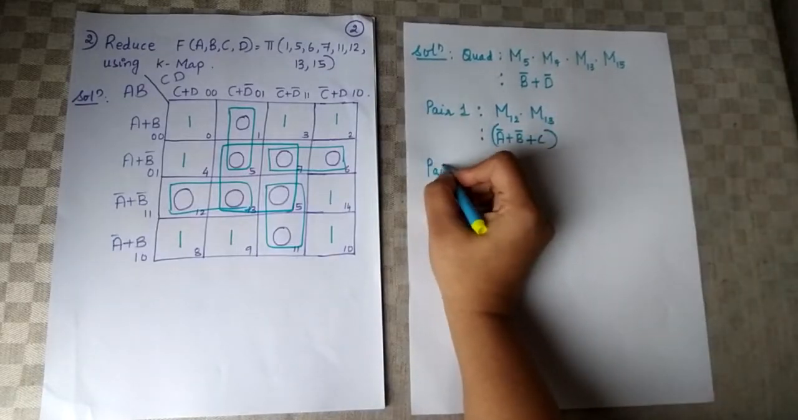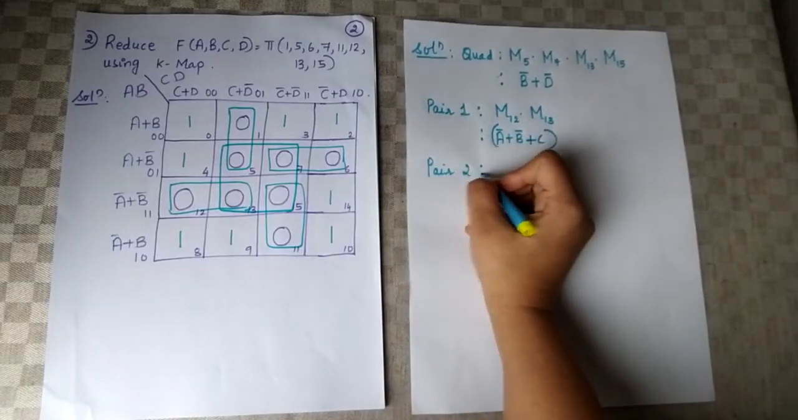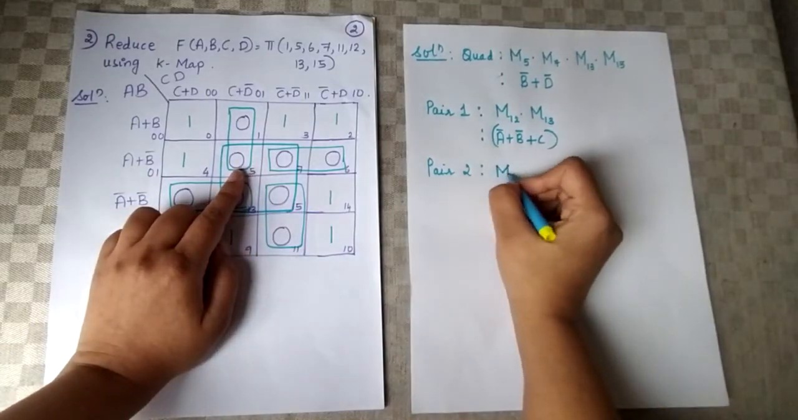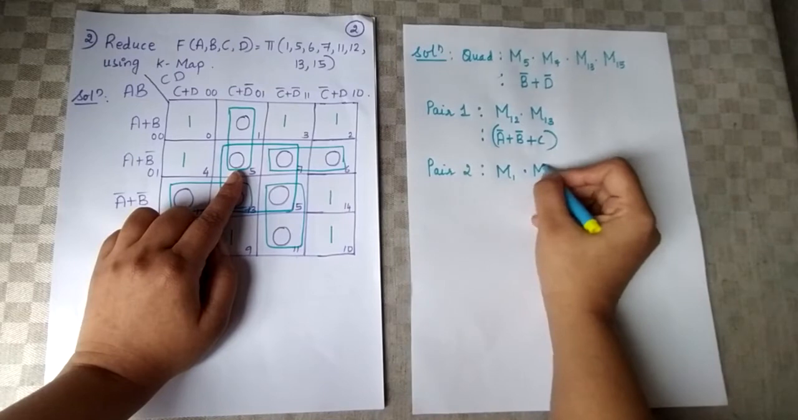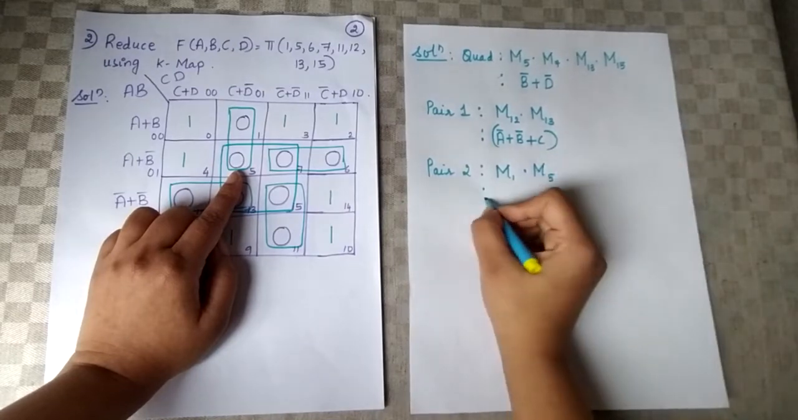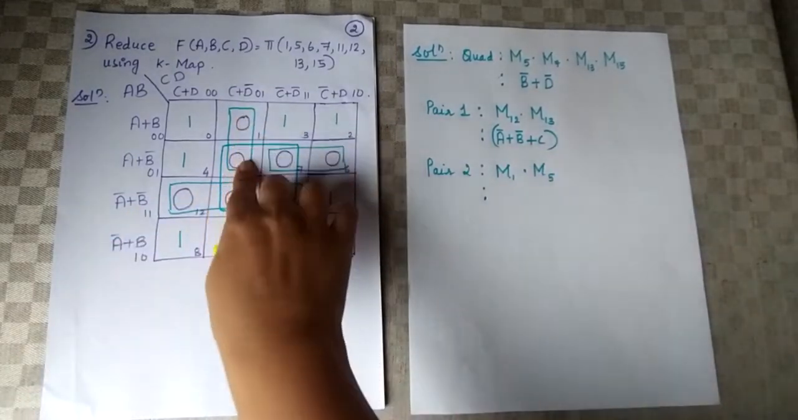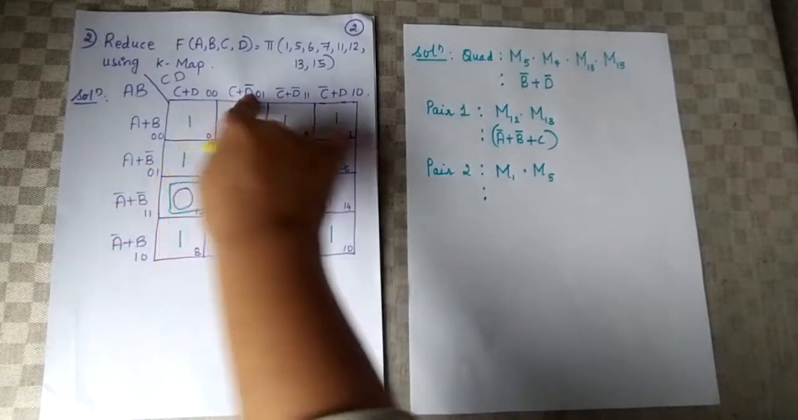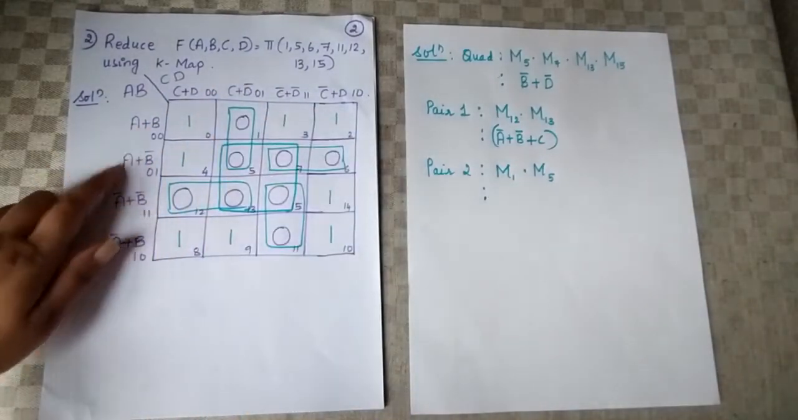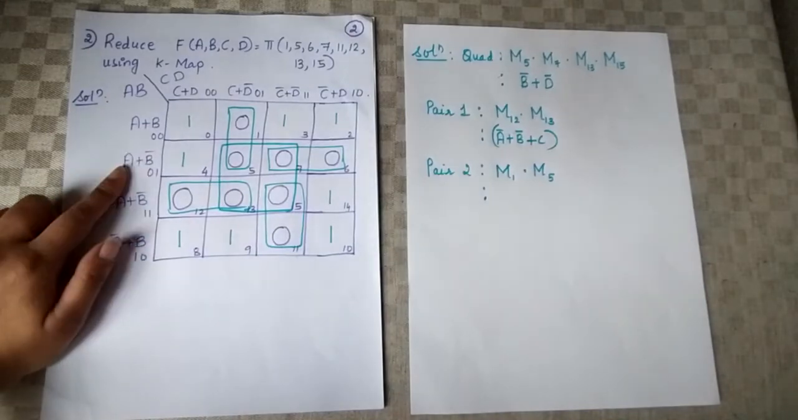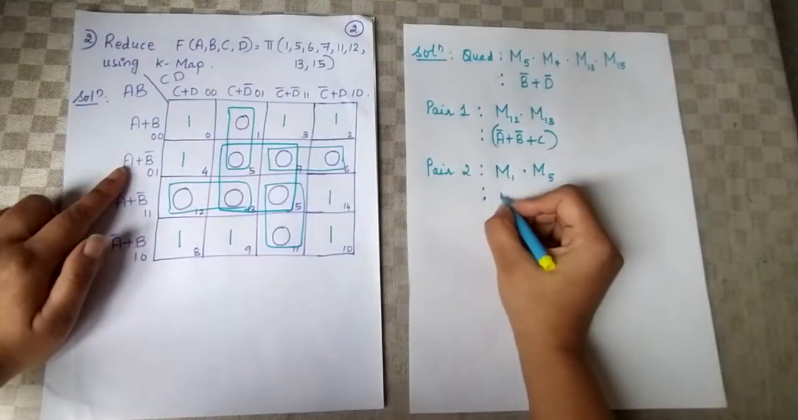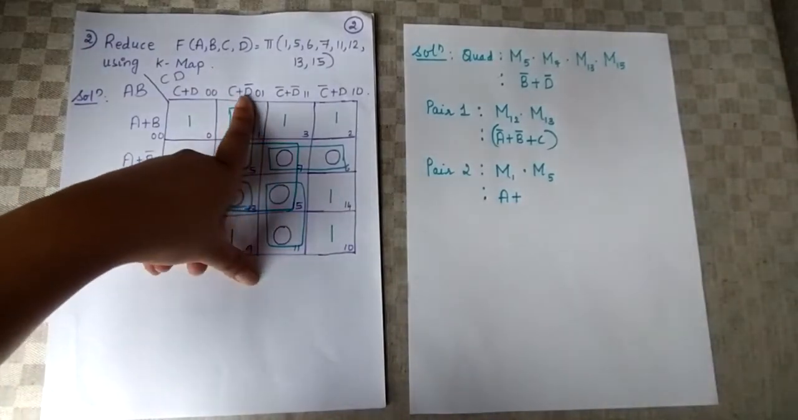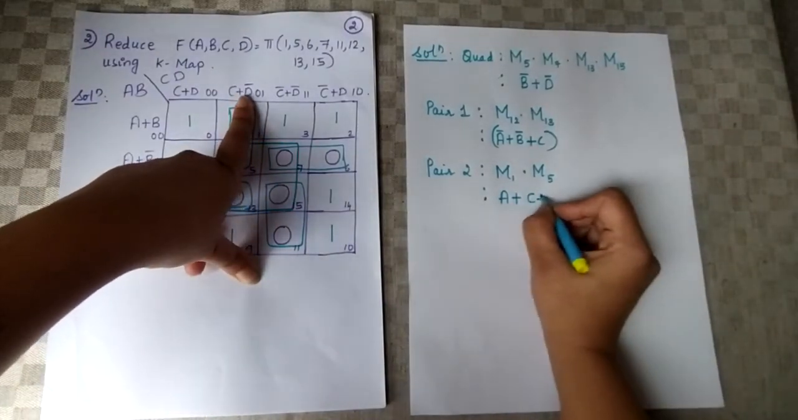Next, pair 2. So now let us take this one. You have M1, M5. Now this pair is associated with these 2 rows and this single column. Now check in these 2 rows, what is the common term or variable? It is A. Plus, since it is associated with the single column, we have to take that complete term.